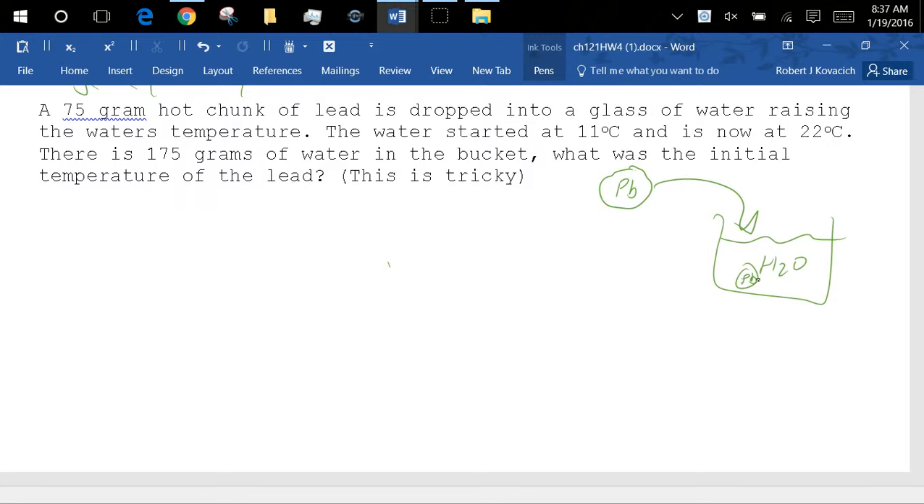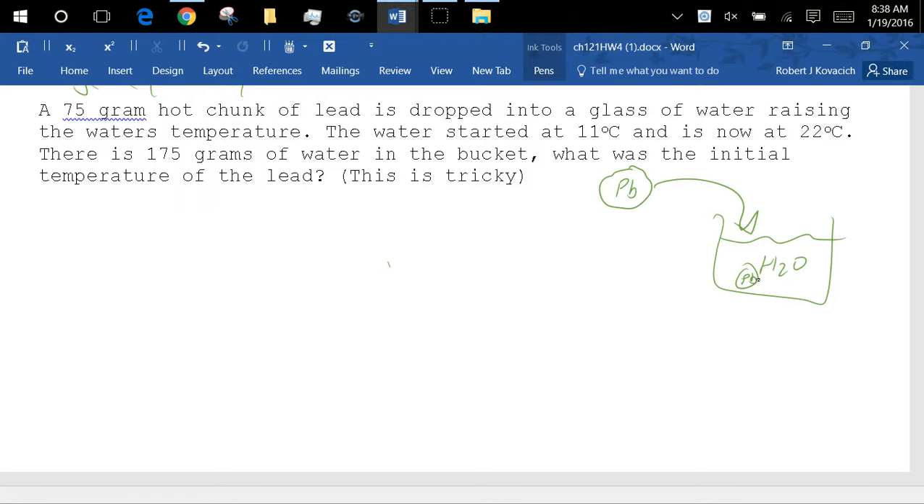When's it going to stop rising? This is a very important question. When the lead and the water have reached equilibrium. So what's that mean? They're equivalent temperatures. They're the same temperature, right? Right. They have the exact same temp.